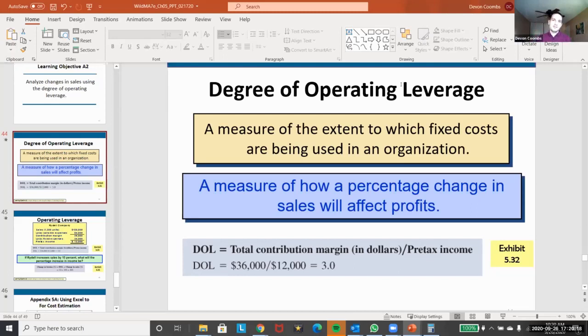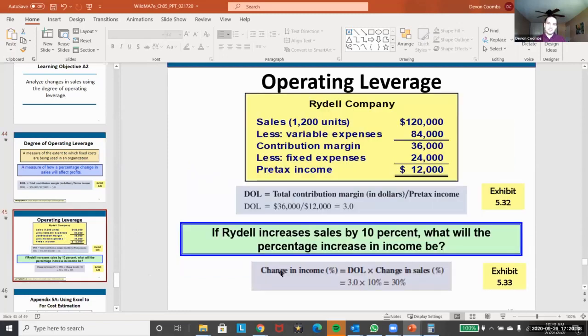But operating leverage is the extent to which fixed costs are being used in an organization. And we can measure how a percentage change in sales will affect profits. So the total contribution margin in dollars divided by pre-tax income tells us our operating leverage. And what that helps us with is, if we want a 10% increase in sales, our income will increase by 30%. So our change in income in percent is equal to our degree of operating leverage times our change in sales.